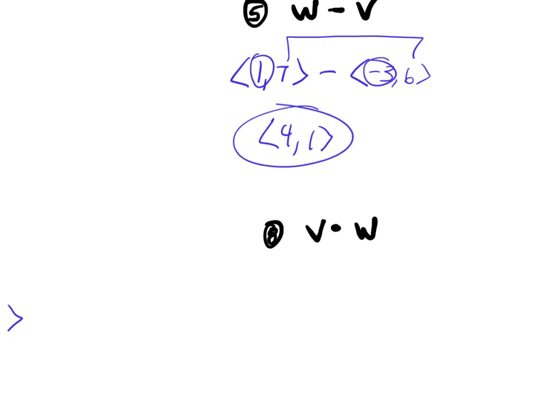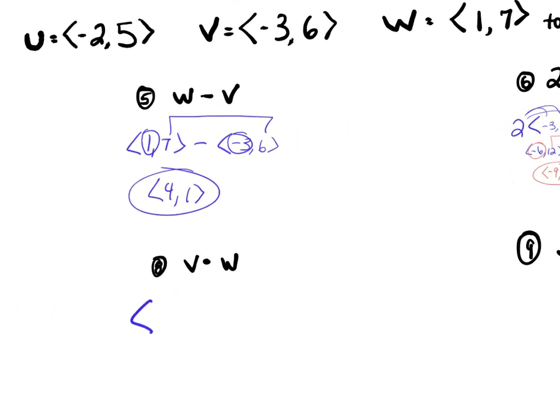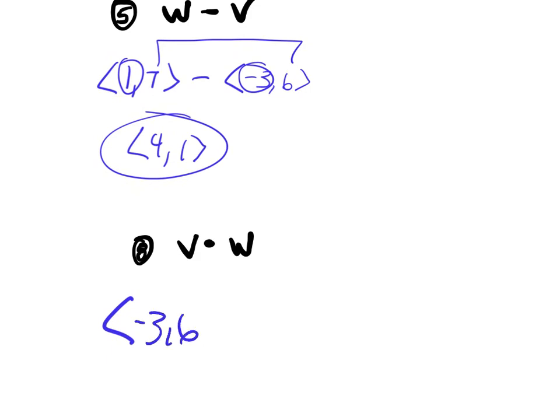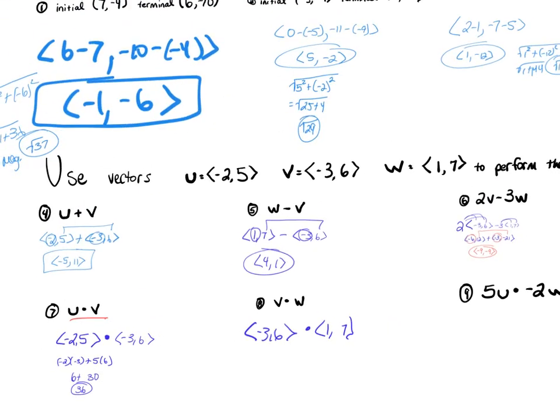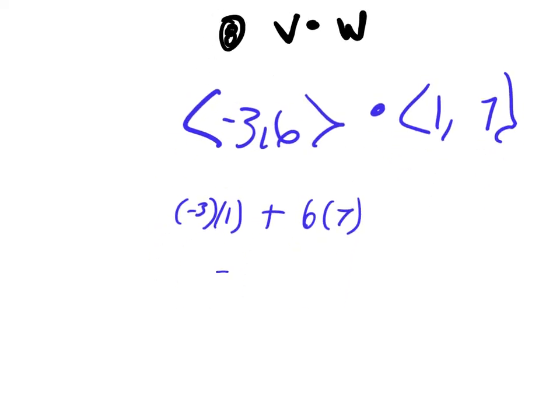So the same thing is going to go here. What are we doing? Okay, so dot product of negative 3, 6, and u is 1, 7. Yeah. So first times first. Negative 3 times 1 plus 6 times 7. Negative 3 plus 42 is how much? 39. Good.